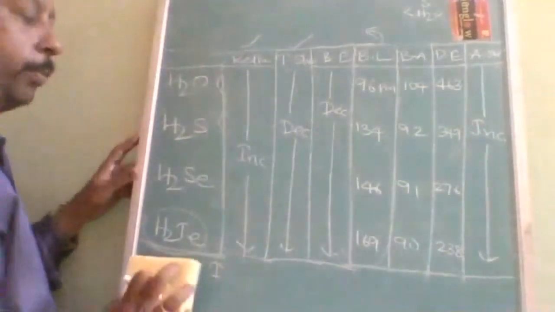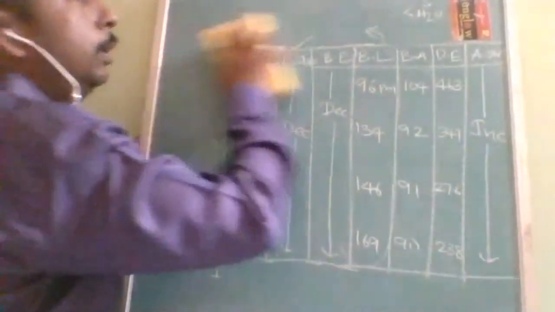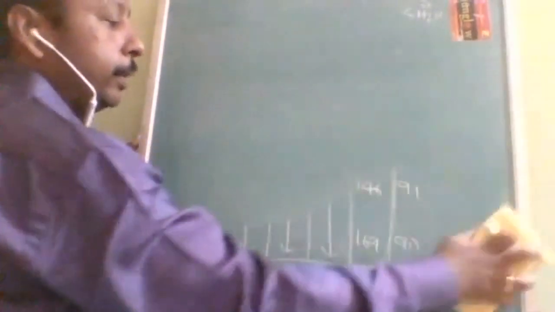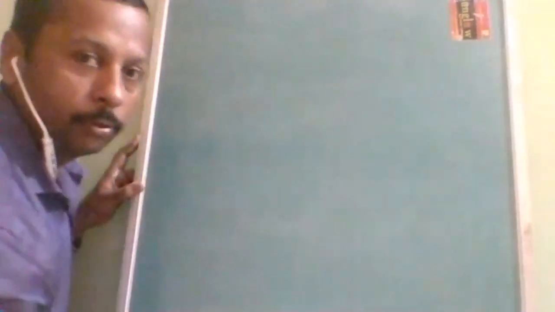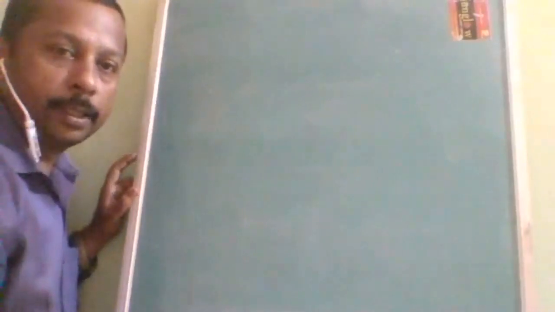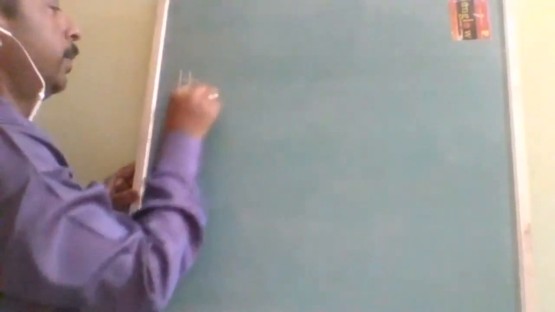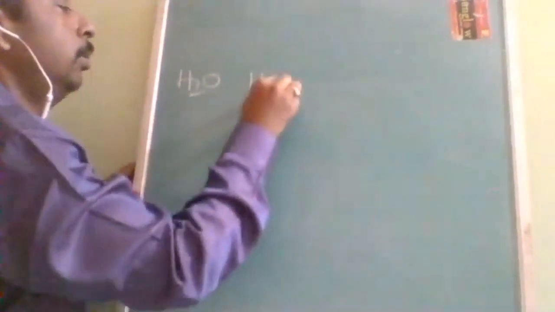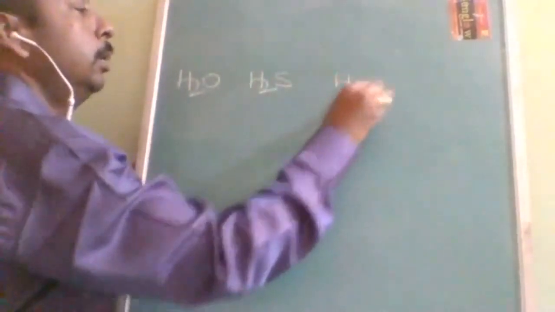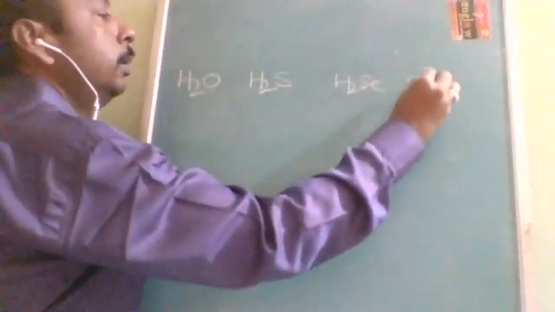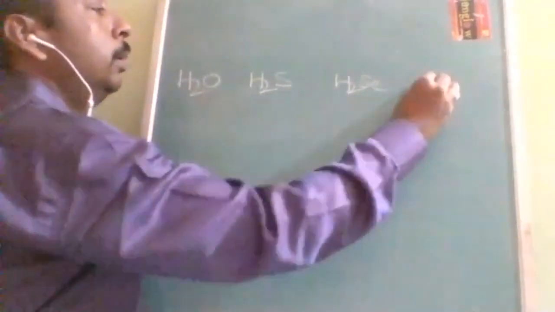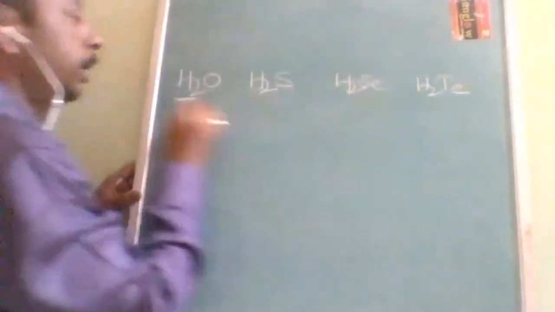So these are some properties of hydrides of group 16 elements. Is it understood? So let us summarize here. H2O, H2S, H2Se, H2Te, left to right.